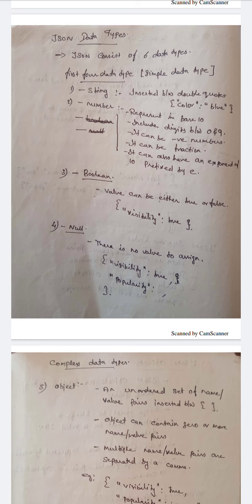Here is an example. Inside the object, the curly bracket holds the object. The first key value pair gives color blue, so blue and color are the string values, so they are held inside the double quotes.